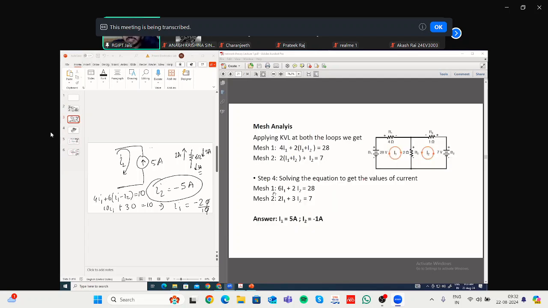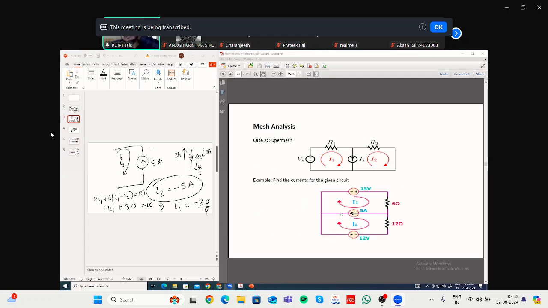Now in this case, what will you consider? This current source is common to both these two meshes. So you cannot consider that I1 is 5 ampere and I2 is 5 ampere. That is definitely not the case, because this 5 ampere will be the result of the difference between I1 and I2, and you don't know I1 and I2. So how will you find it? How will you write the KVL equation here? When you are encountering this source, it's okay.